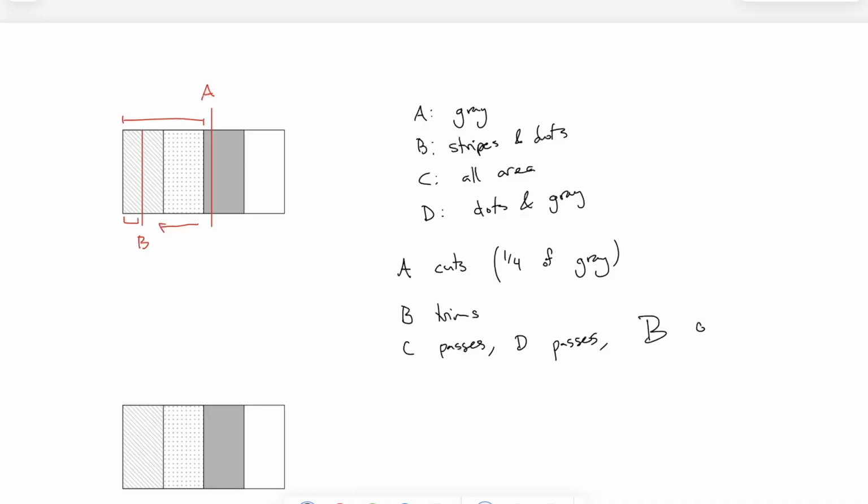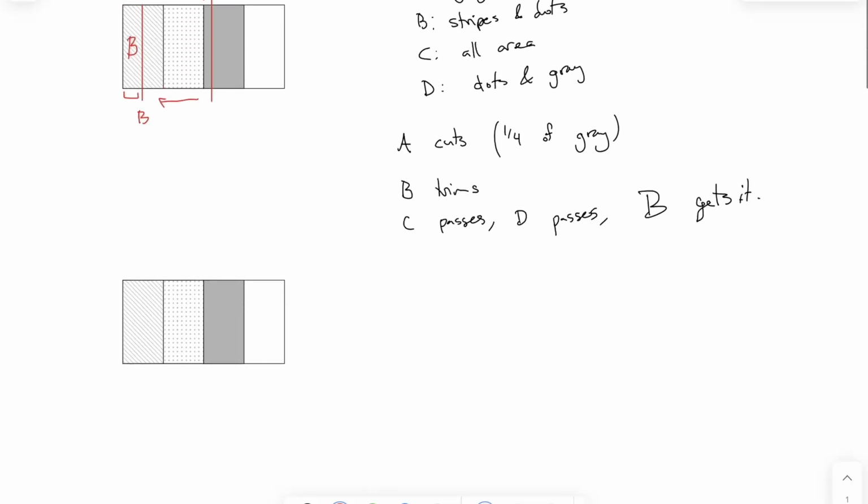which means B gets it. B gets it. So B here gets it. All right. They are the last one who trimmed it, so they get it. All right. That's the first round. Any questions so far? I think as I was walking around, most people did great with that.